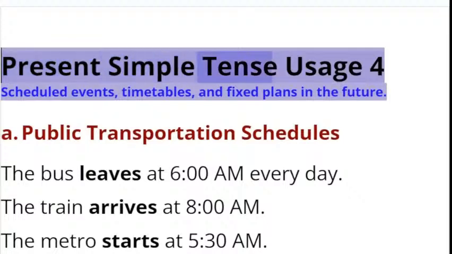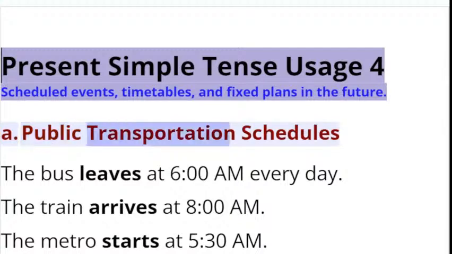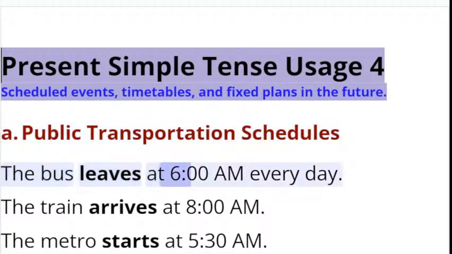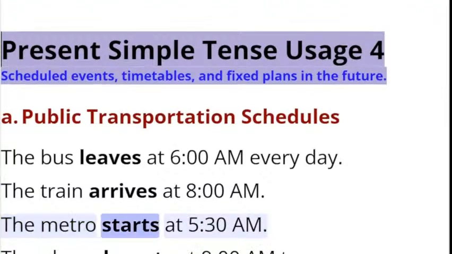Present simple tense, usage, for. Scheduled events, timetables and fixed plans in the future. A. Public transportation schedules. The bus leaves at 6 a.m. every day. The train arrives at 8 a.m. The metro starts at 5:30 a.m.